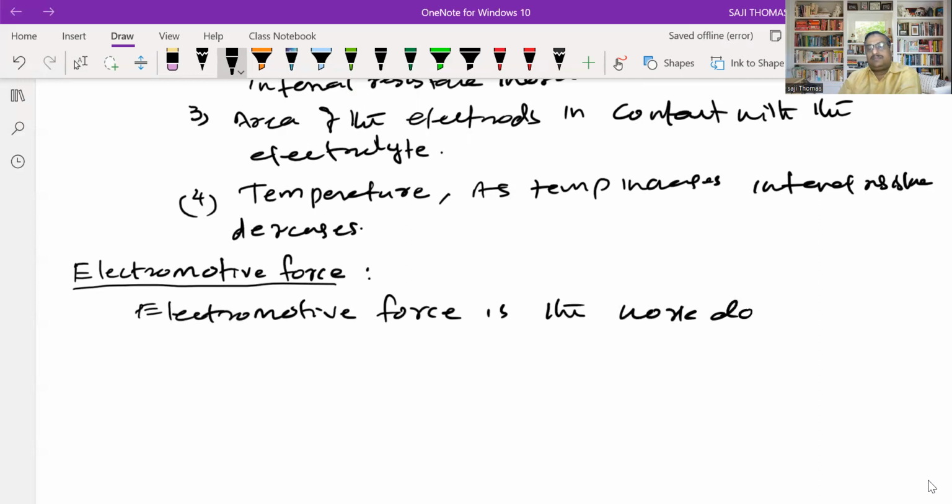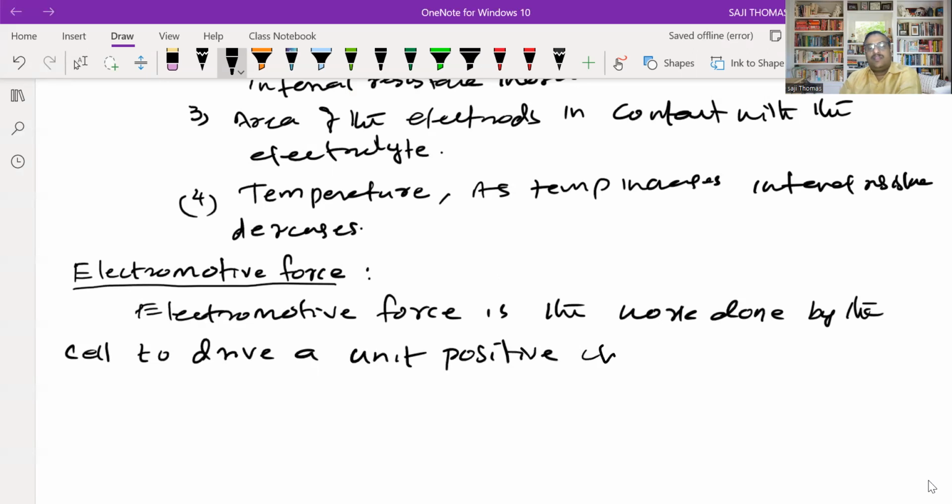Work done by the cell to drive a unit positive charge through the complete circuit.